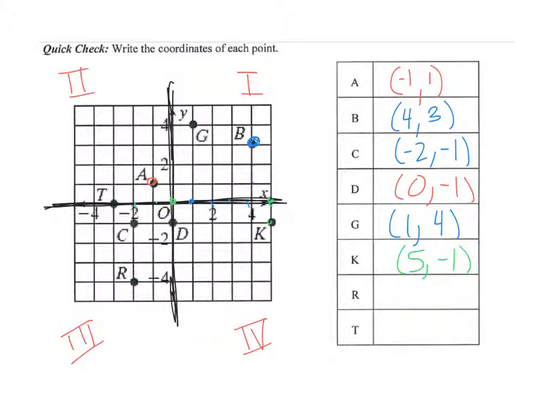R, do left and right first. You do left 2, and then you go 1, 2, 3, 4, down 4, so it's negative 4. And T, you go left 3, and I'm not moving it at all up or down, so if you're not moving it at all up or down, it's just 0.